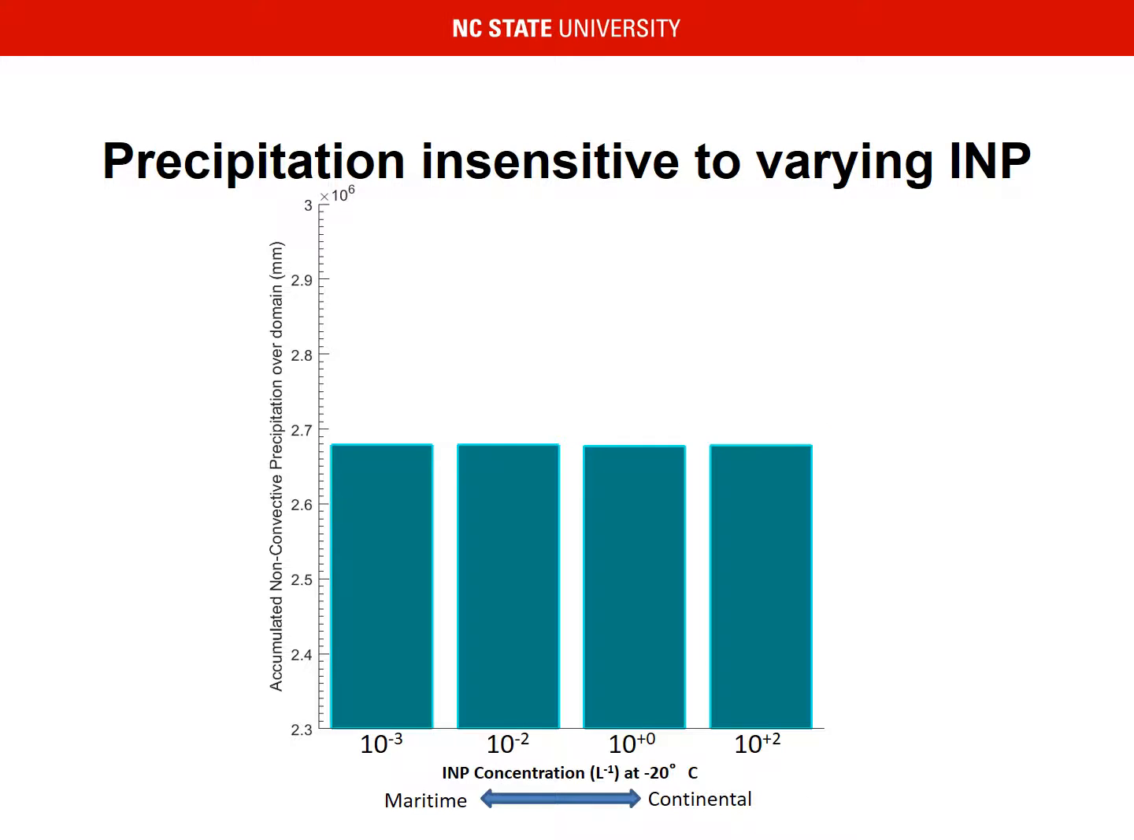As for the results for precipitation, we found that precipitation was not sensitive to varying the INP concentration over 5 orders of magnitude, which is shown along the x-axis. Going from a maritime air mass on the left to a continental air mass, we see a negligible impact along the y-axis, which is the cumulative precipitation. So this brings up an interesting finding, though.